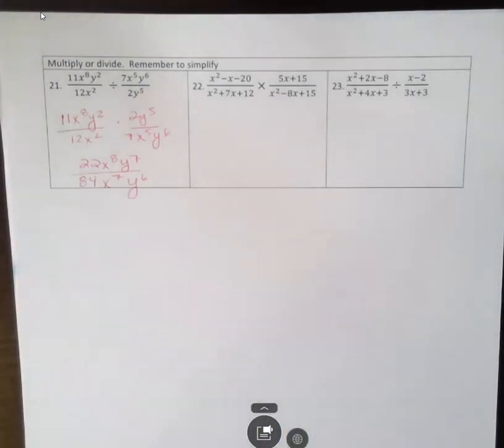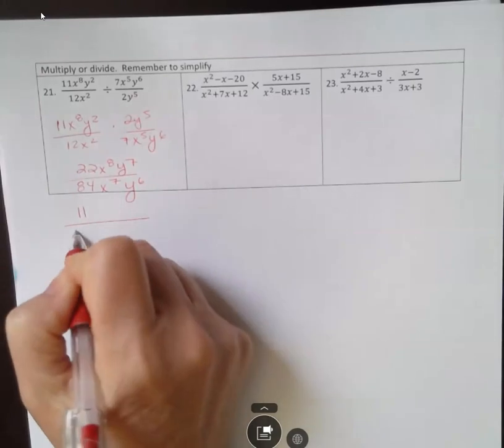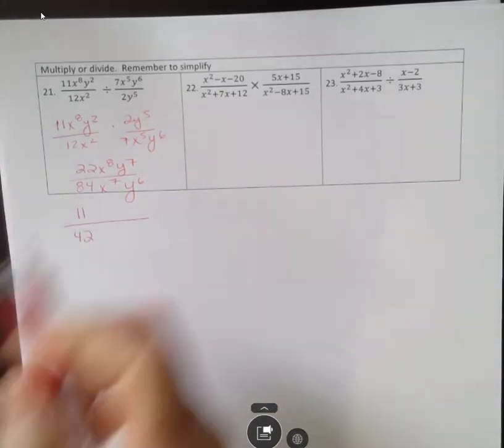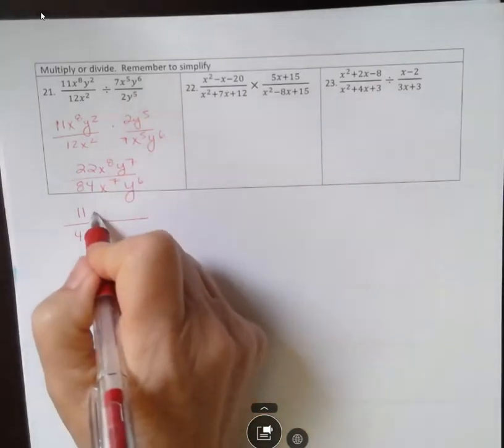And so what I want to do is simplify that completely, and so I want to divide what I can out of the 22 and the 84, and I can see that 2 goes into both of those, and I think that's probably all I can do. So I'm going to get 11 on the top and 42 on the bottom. And then I can see my x's. I have more x's on top. By how many? By 1. So that's just going to be x.